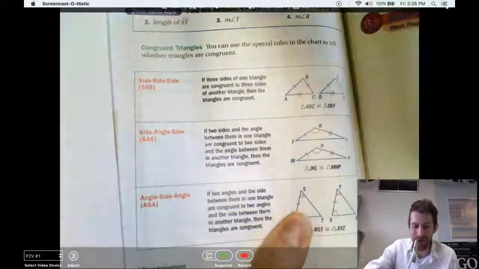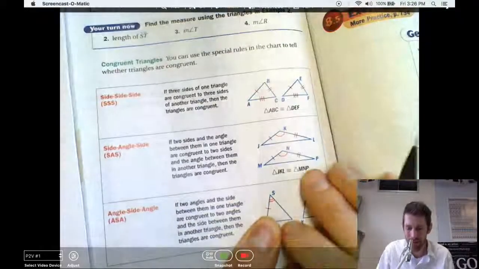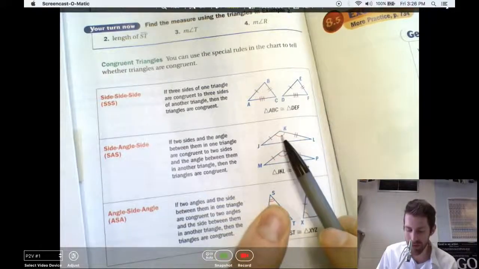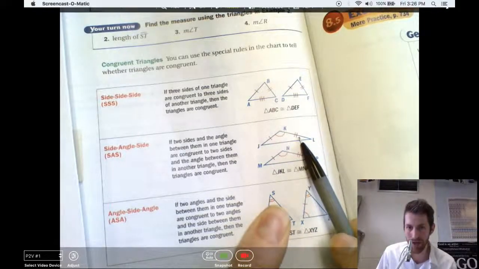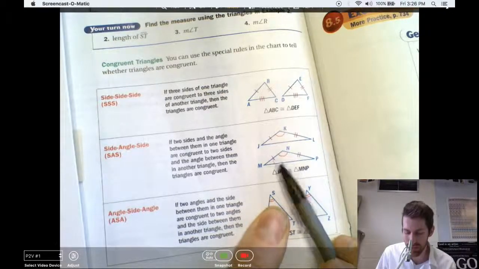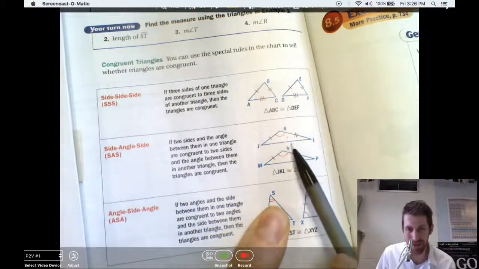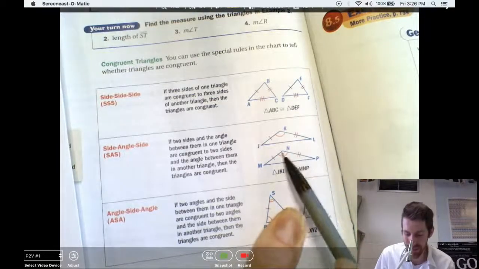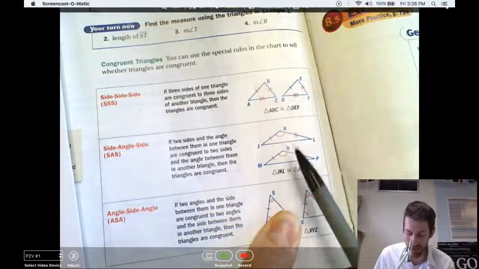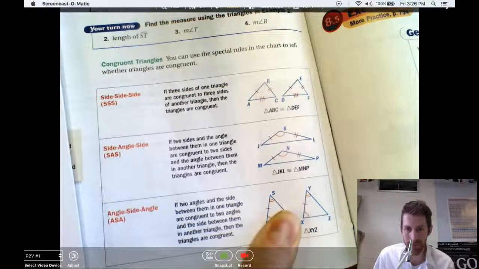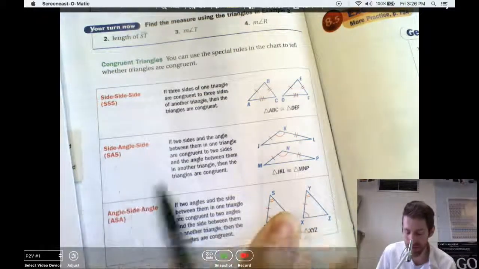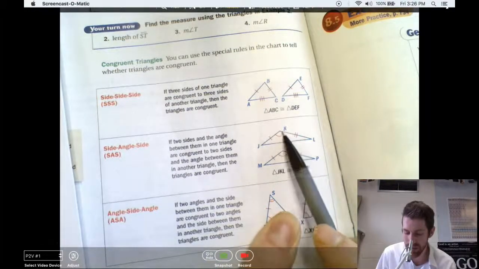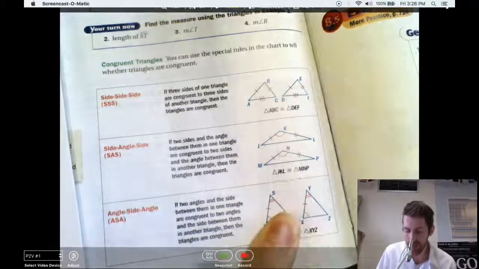Now, what if you don't know all the side measurements? Let's say you just know this side measurement, and this angle measurement, and this side measurement. And in the next one, you know that side measurement, angle measurement, and side measurement are the same as those. Can you say, beyond the shadow of a doubt, that this triangle is exactly the same as that triangle? That this one's congruent to this one? Do you have enough information? The answer is yes. Side, angle, side. If you've got side and then an angle and then the next side, then that works.